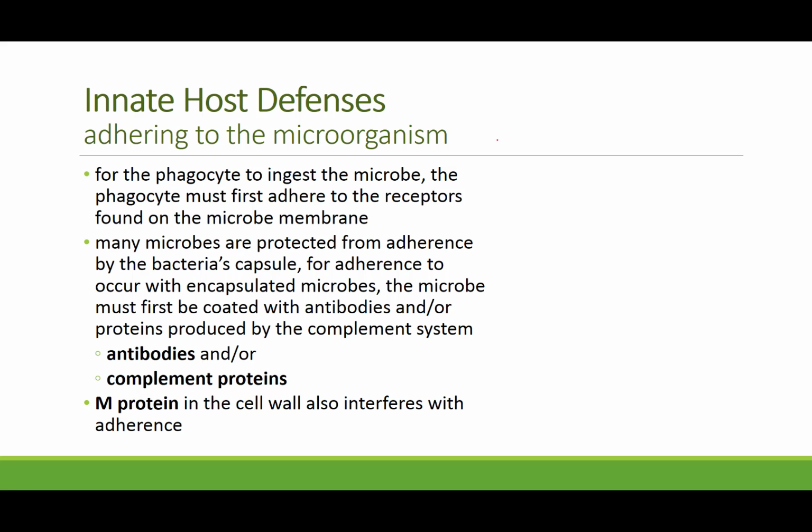This is found in the cell wall of microbes and can also interfere with adhering in the same way that the capsule can interfere with adherence. So adhering to the microbe is the next step that must be done, but sometimes additional proteins are required. These are proteins that are made by the host that can adhere to the capsule and then can be used by the phagocyte to adhere to the microbe. Okay, hopefully all that made sense.